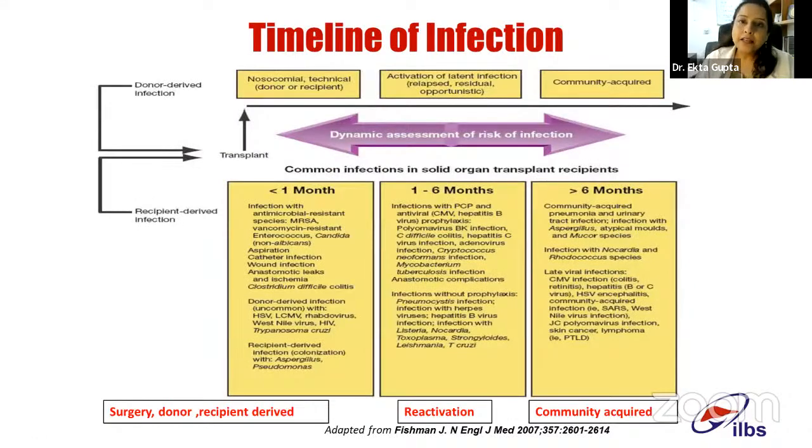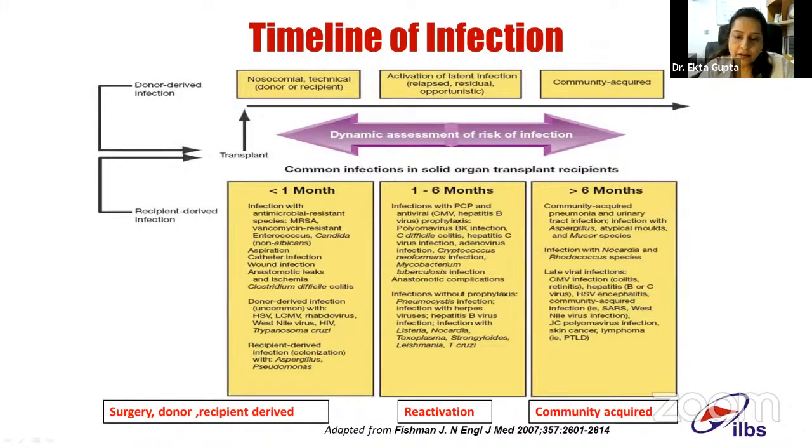Now, that is why the infection depends upon the host state, the level of immunosuppression. That is why I said that it is very important to understand that there is a timeline of infection. In the timeline, and this is a typical Rubin criteria. Now it is slightly revised. Earlier it was known as Rubin's criteria.